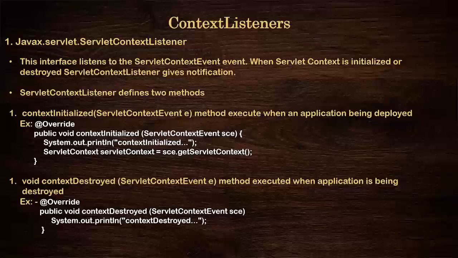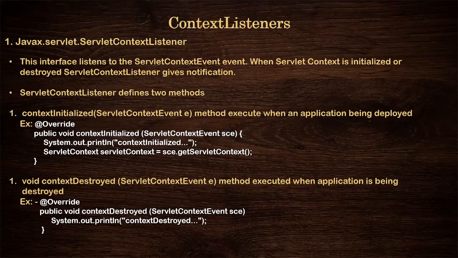Context listener. Number 1, javax servlet context listener. This interface listens to the servlet context event. When the servlet context is initialized or destroyed, servlet context listener gives notification. Servlet context listener defines two methods. Context initialized method executes when an application begins deployment. Number 2 is void context destroyed method, which executes when the application is being destroyed. There are some examples of these methods.